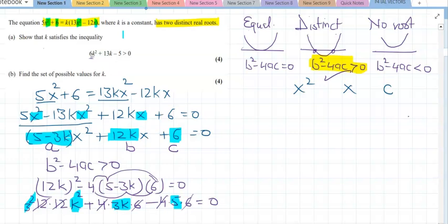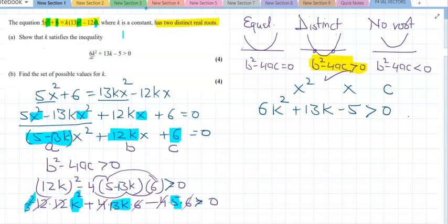So our equation is 6k square plus 13k minus 5. And actually when we put the condition it was greater than 0, it was not equal to 0, so it is greater than 0. So you can say this is the first part, that is what we are supposed to prove: 6k square plus 13k minus 5 is greater than 0.